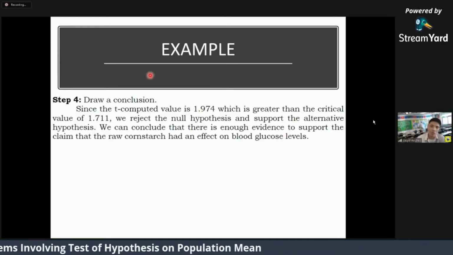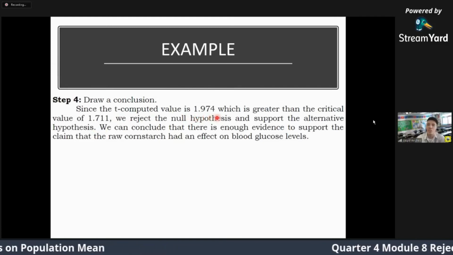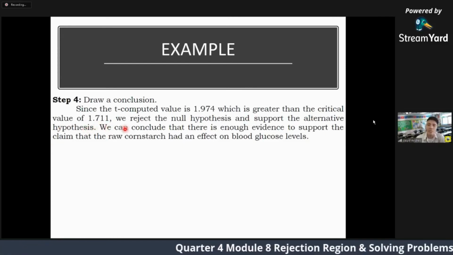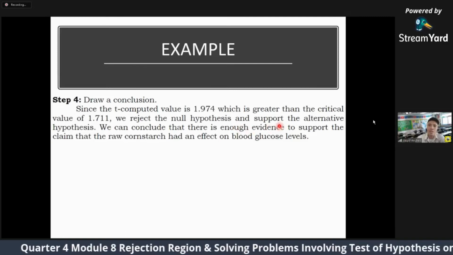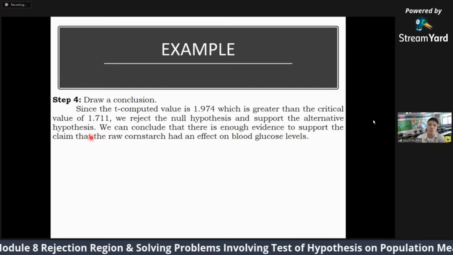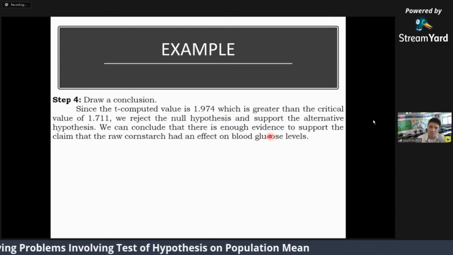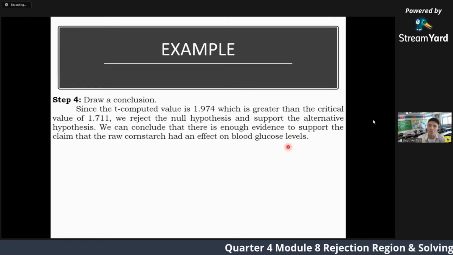So, ang buhat niya, since the computed value is 1.974, which is greater than the critical value of 1.715, we reject the null hypothesis and support the alternative hypothesis. So we can conclude that there is enough evidence to support the claim that the raw cornstarch had an effect on the blood glucose levels. So nag-reject man ka, ang alternative imong gisupport.